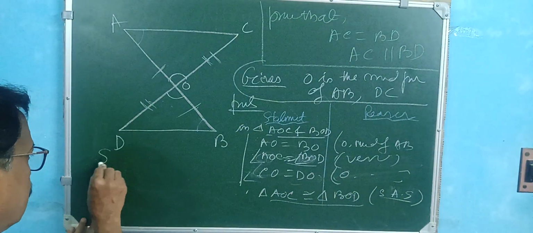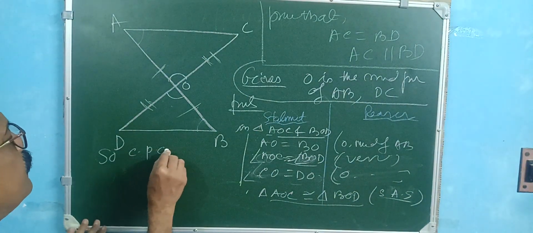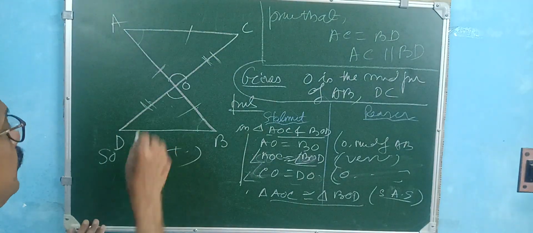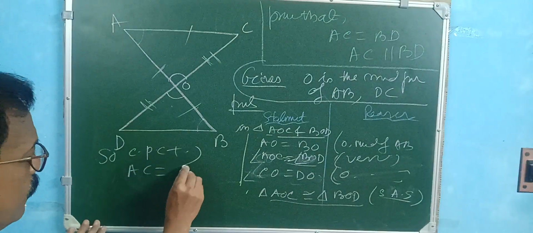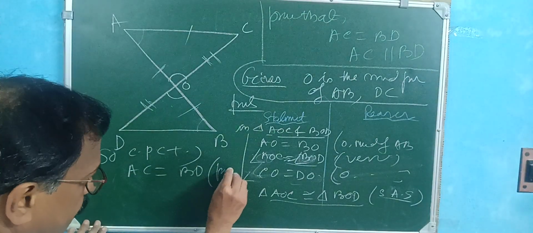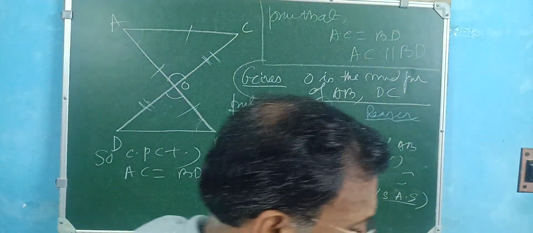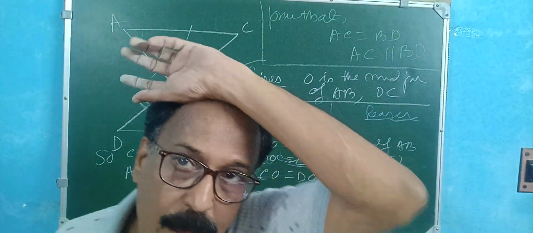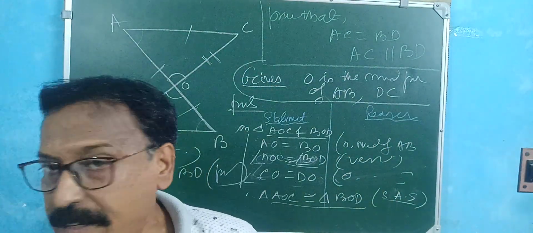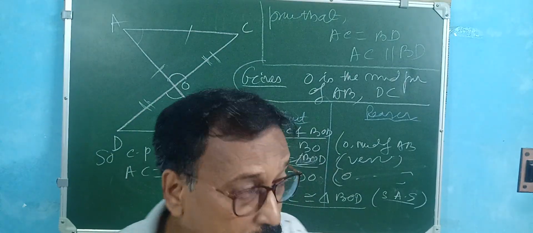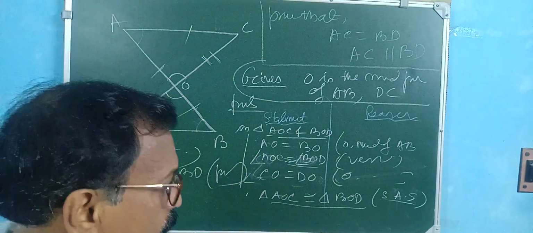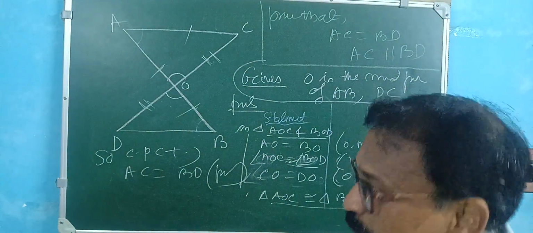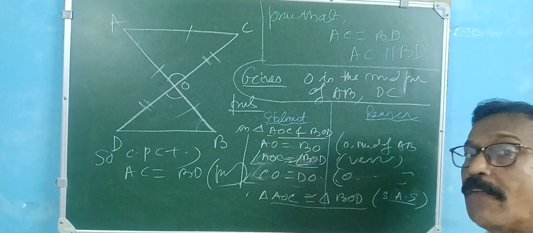So from here we can write CPCT, that means other sides and other angles are equal. What is the other side? AC. So AC is equal to BD, proved by CPCT. In one way the congruency is proved. If we can prove it in one way, then in other ways too, other sides and other angles are equal by CPCT. Side angle side they prove, so the other process can also be proved.